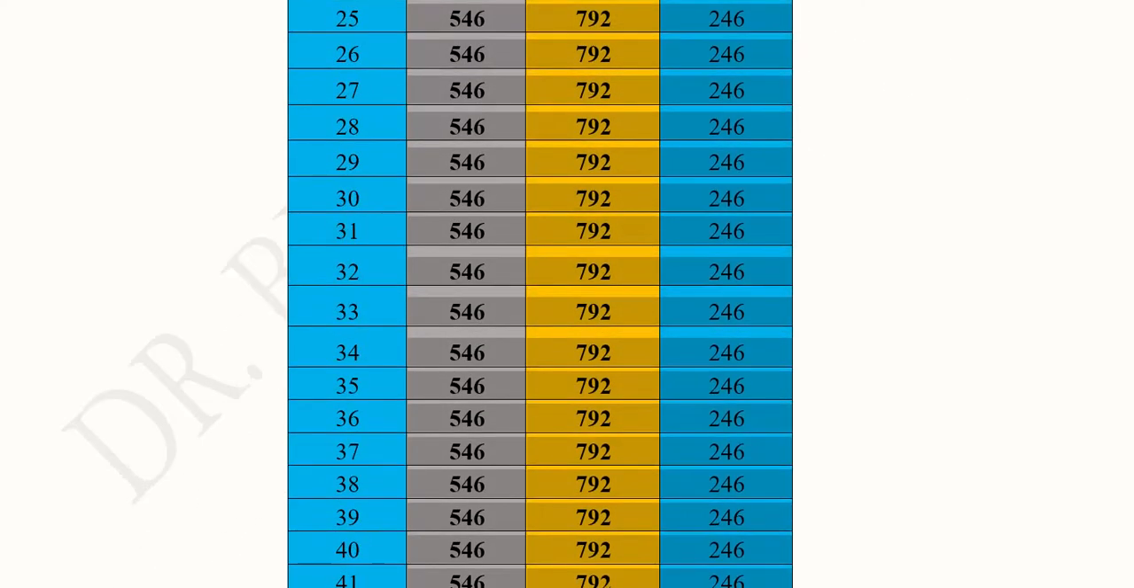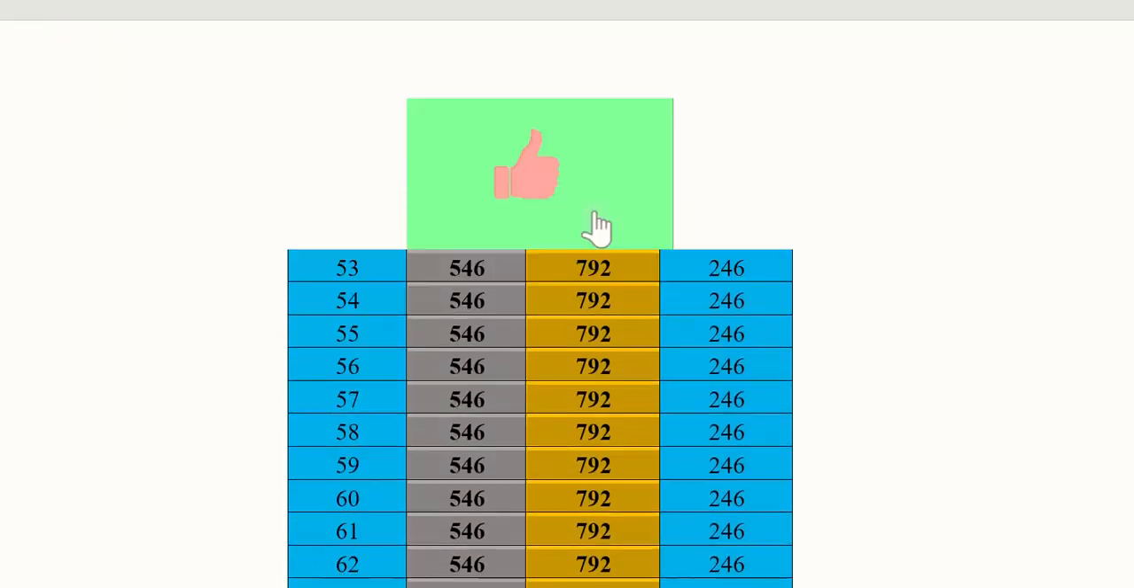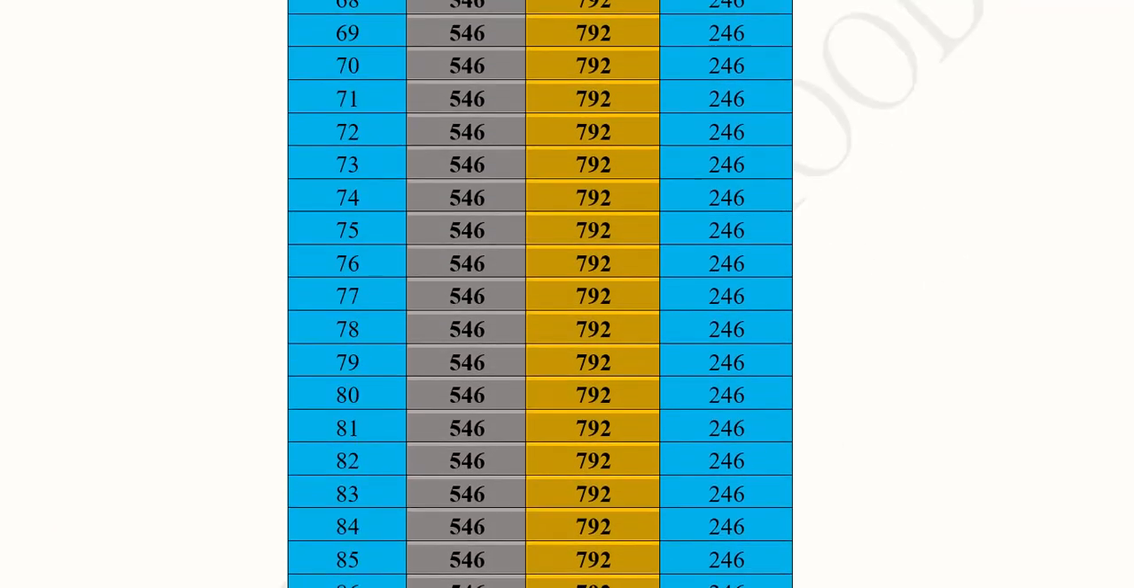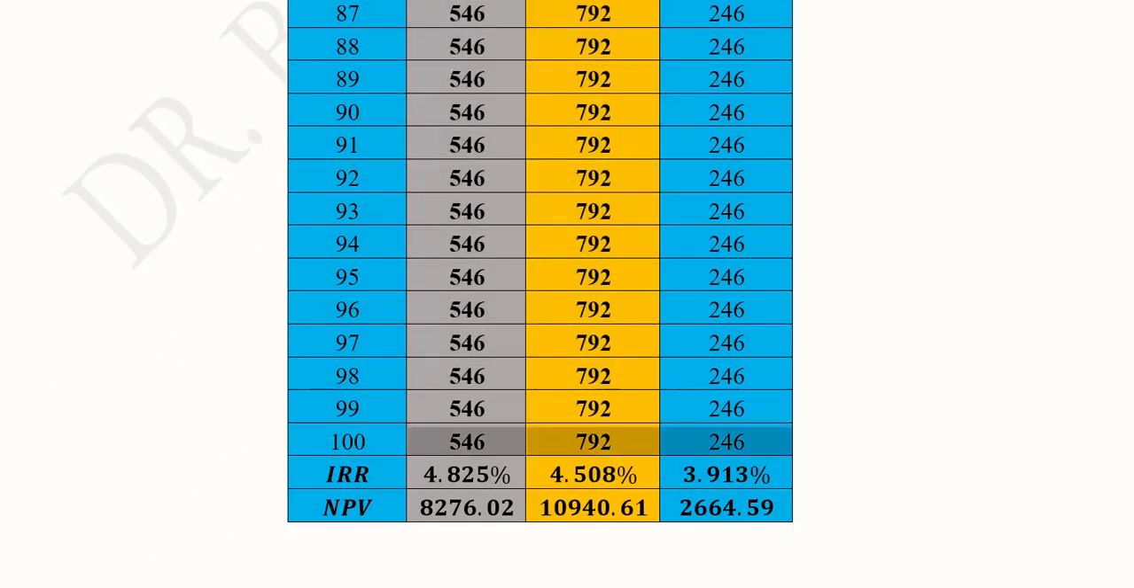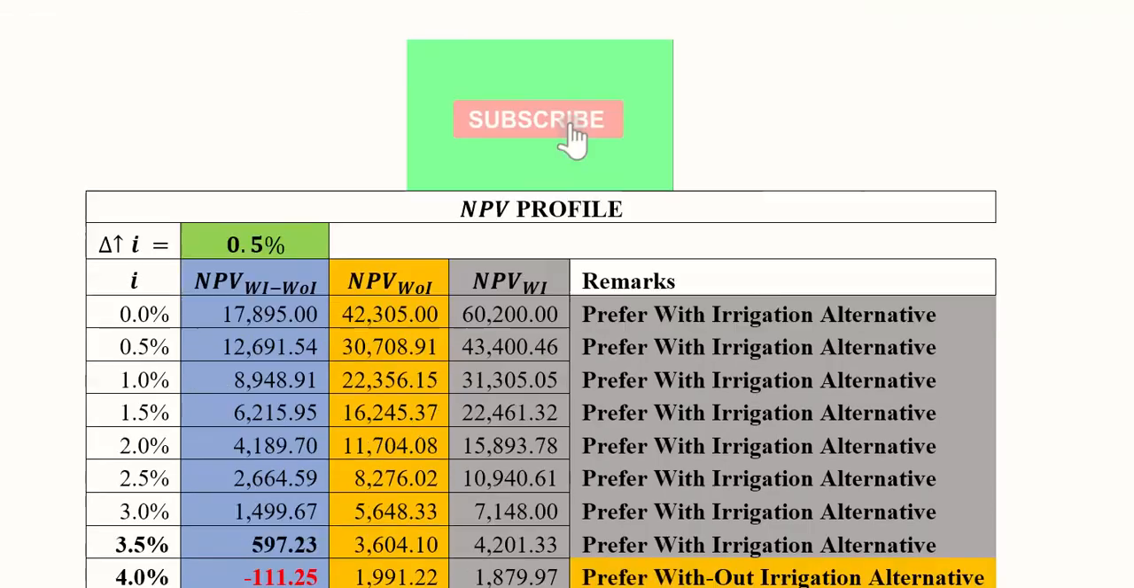Now we are going ahead, we have 50 years and then 60, 70, 80, 90 and then 100. For 100 years the values are constant. You can also find the IRR. We have found the IRR and it is declining as we go ahead, and the NPV is also found, and the highest NPV is with the without irrigation alternative. Now we are going to find out the crossover discount rate.